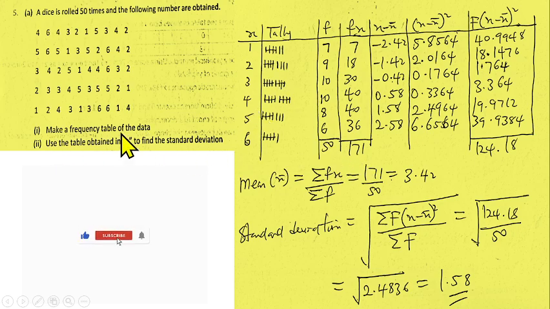So what makes up a frequency table? That is the number, the tally, and the frequency. That's what makes up a frequency table. Do we understand that? Good.